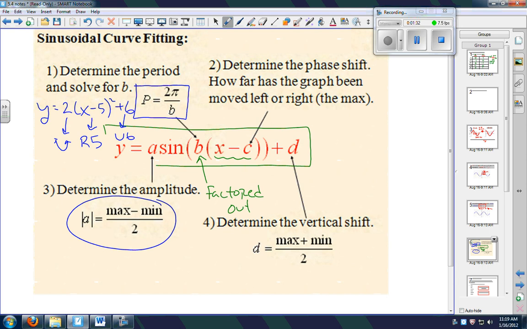All right, and lastly, your vertical shift out here, the D value, like we talked about, it moves this graph up and down. So maximum plus the minimum, and then divide that guy by 2, and figure out how much we're going to shift this guy up and down.